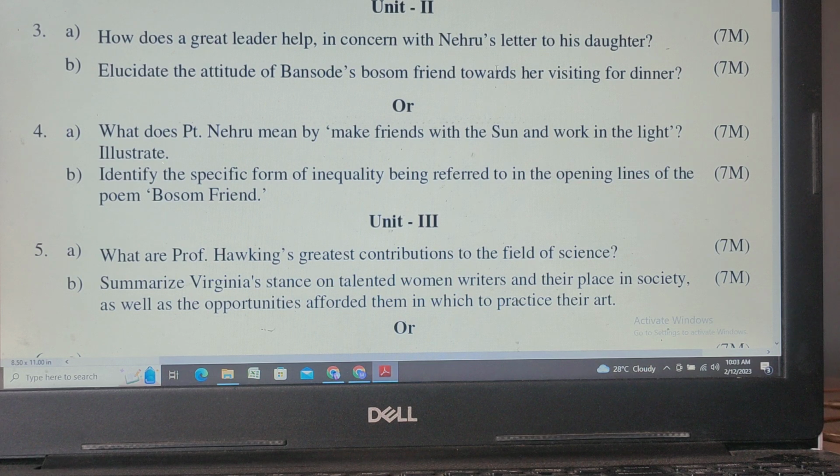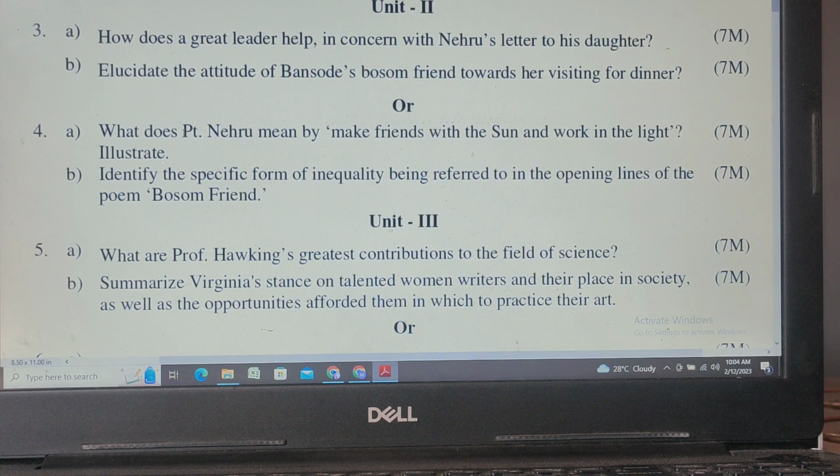Now unit 2 is very clear. Second lesson from the textbook, Nehru's Letter to Indira. Second lesson from the non-detail, Bosom Friend. So it is also very clear that these two lessons from the two textbooks were picked up, and you have to answer any of these questions. You have to prepare Nehru's Letter and Bosom Friend for sure, because you have to answer any question here. If you observe 3A, it's like, how does a great leader help in concern? So this is Nehru's letter to his daughter Indira, and B talks about Bosom Friend from the non-detail.